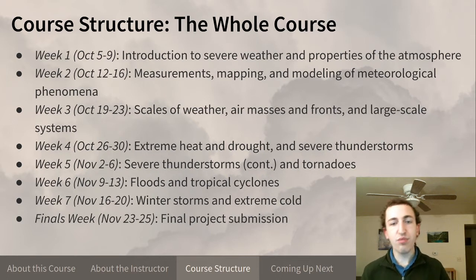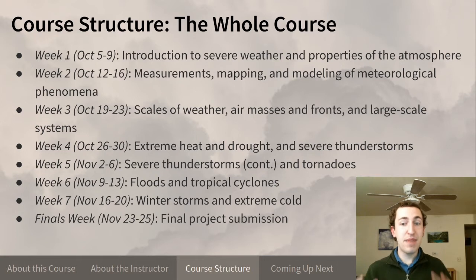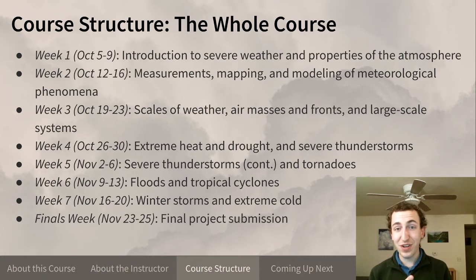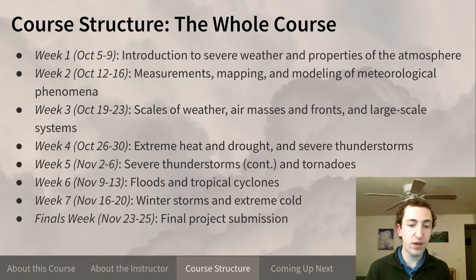And then going into week 3, we talk about how we synthesize all these things and look at them together, talking about the different scales on which weather happens. The main meteorological phenomena that a lot of these things build off of are air masses, fronts, and large-scale weather systems, until finally we get into the meat of the course, the actual hazards that this severe and hazardous weather course is about: extreme heat and drought, severe thunderstorms and, within that, tornadoes, floods, tropical cyclones, as well as winter storms and extreme cold. And you'll notice this last little bit here, finals week: we won't have a final, but we will have a final project.